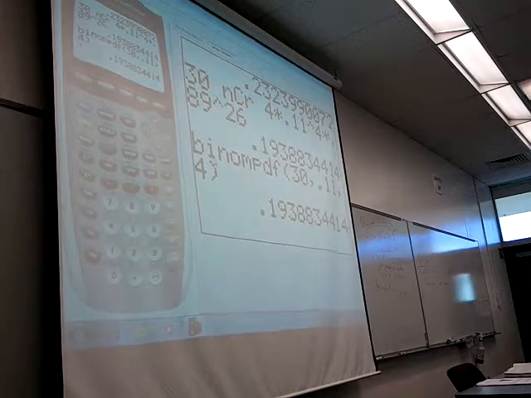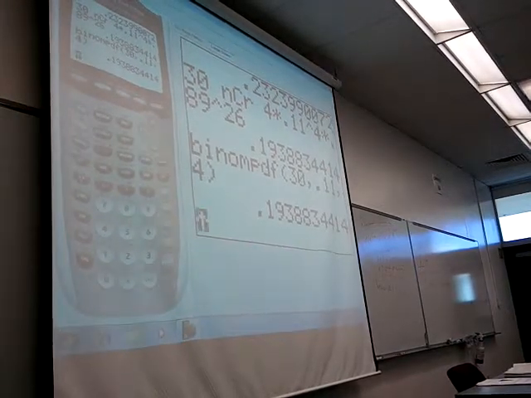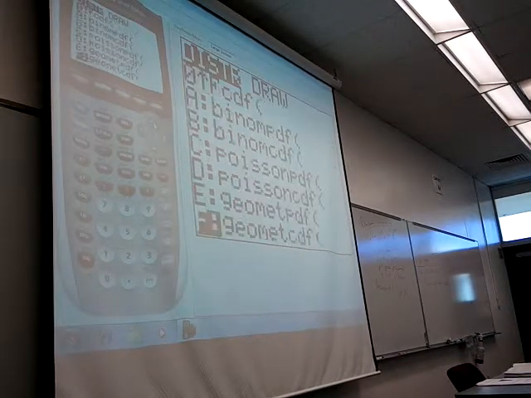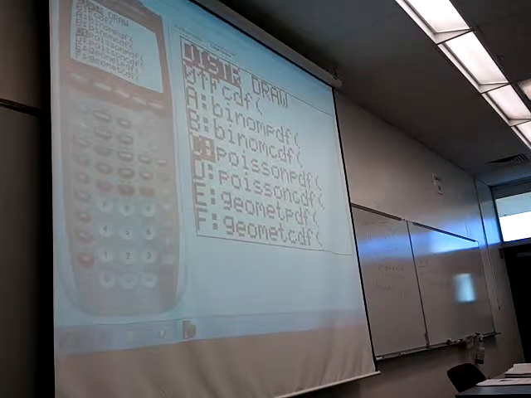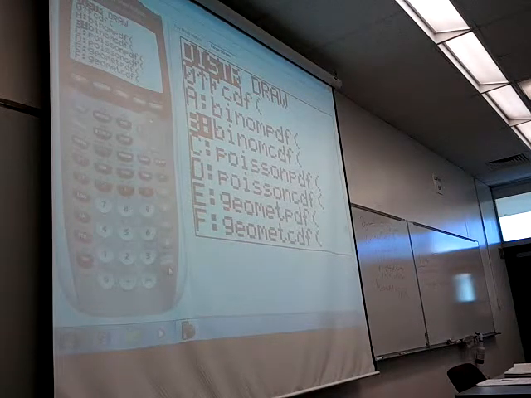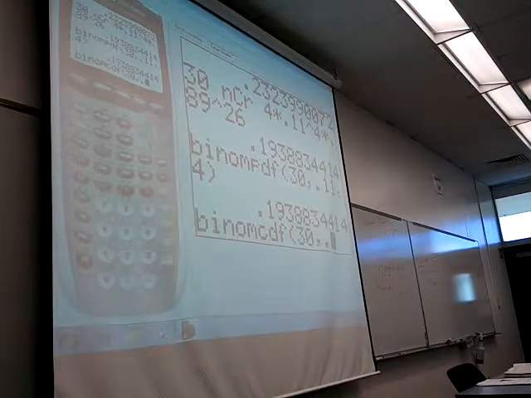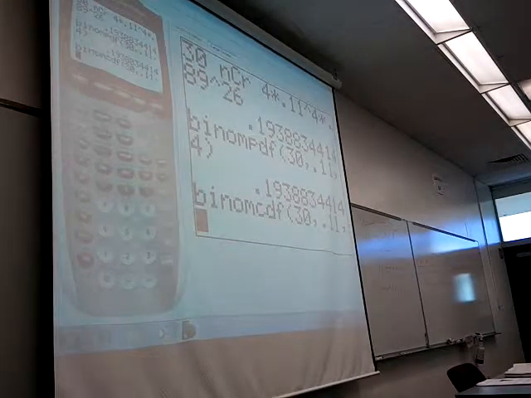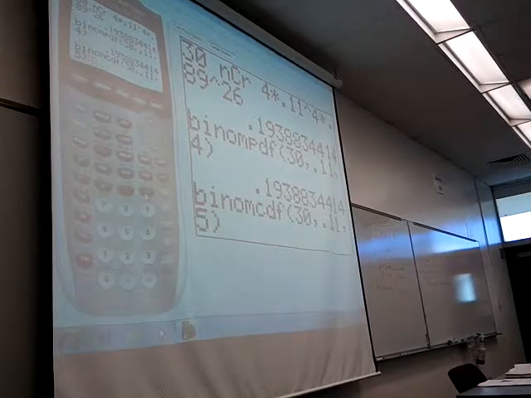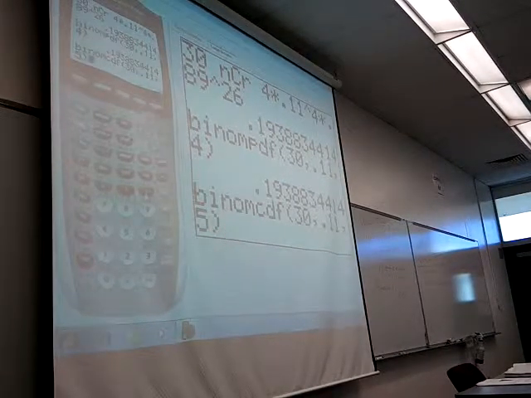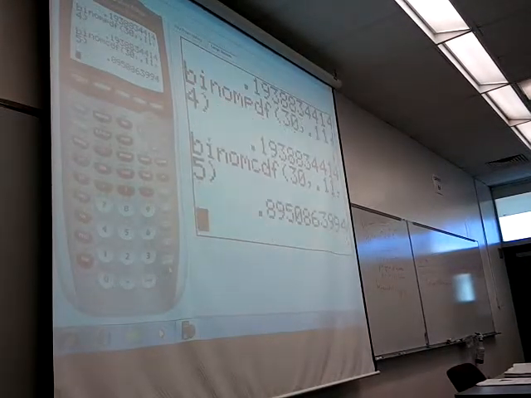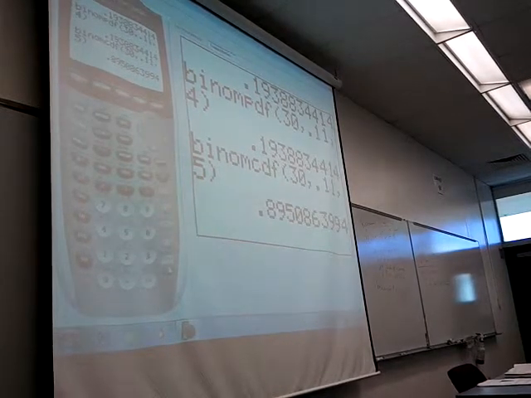So I go back to second vars, get to binomial CDF now, because I want a range. There's still 30 people, still 11% chance, but now I want to go up to 5. CDF is going to add them all together for me, and I get the same thing we got.